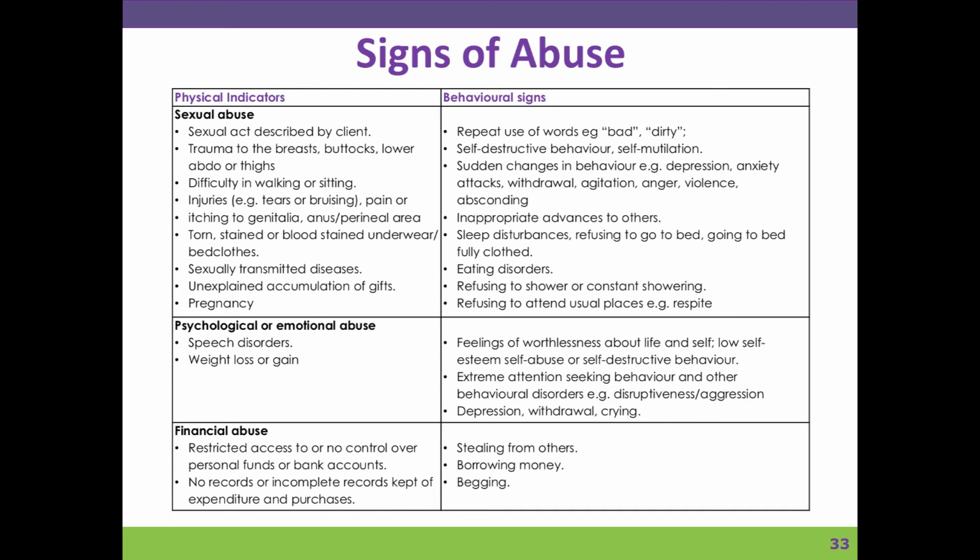The final type of abuse we're going to look at for physical indicators is financial abuse. This includes restricted access to or no control over their personal funds and bank account, and no records or incomplete records kept of expenditure and purchases. Some behavioural signs that a client is experiencing financial abuse can be they're stealing from others, they're borrowing money, or they're begging.